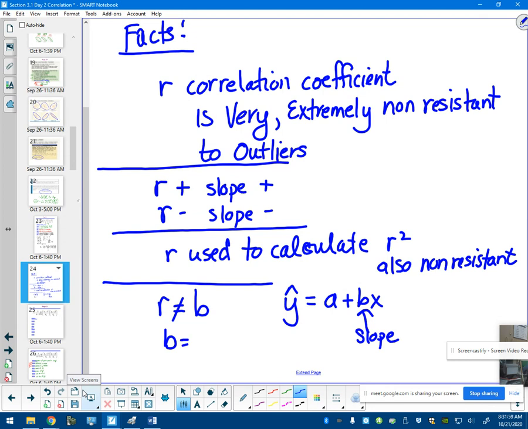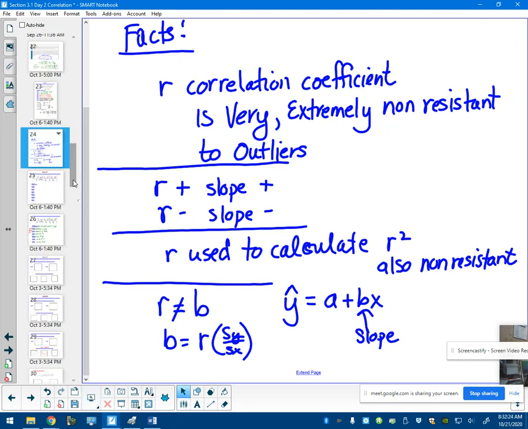I believe b equals r times s of y over s of x. That's what you have written down, isn't it? It's been a minute since I taught this. On number 3 with your 3.2 guided notes, that's it, isn't it? Pretty confident that it is. All right. So just a couple more things.